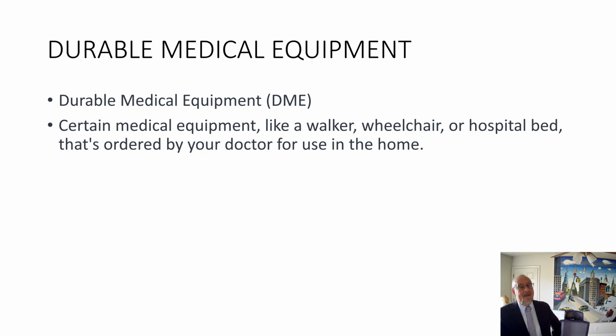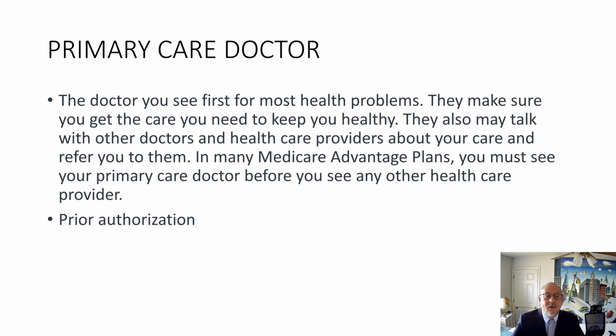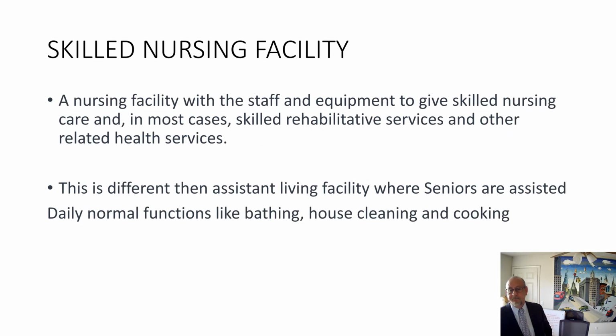Durable medical equipment is exactly what it says. It's durable medical equipment: walkers, wheelchairs, hospital beds, shower chairs. Okay, what is a primary doctor? It is the doctor that you see first for most health problems. You're probably familiar with the primary doctor definition, especially if you're accustomed to your HMO, because you have to go see him first. Then if you need a specialist, he's the one who refers you to your specialist. So it's kind of managed healthcare.